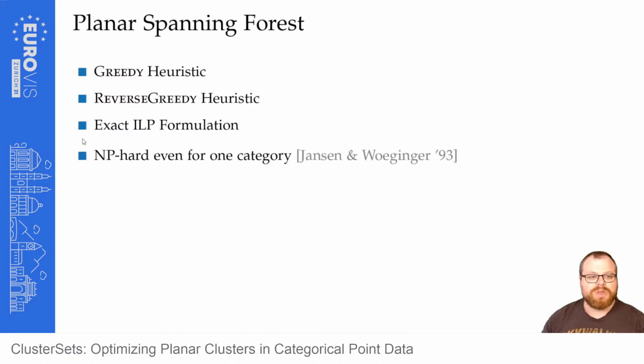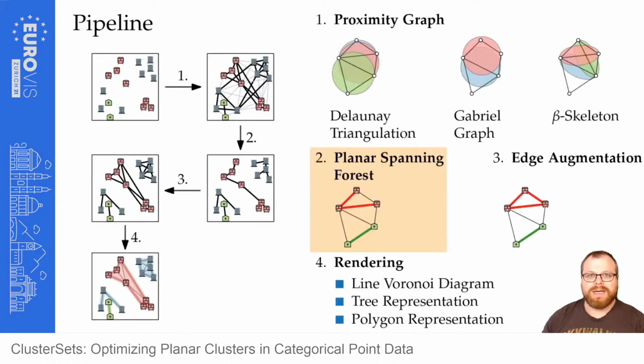In general, this problem is NP-hard even when all the points are in the same category, which was proven by Jansen and Bodlaender in 1993. Let's go back to our pipeline.